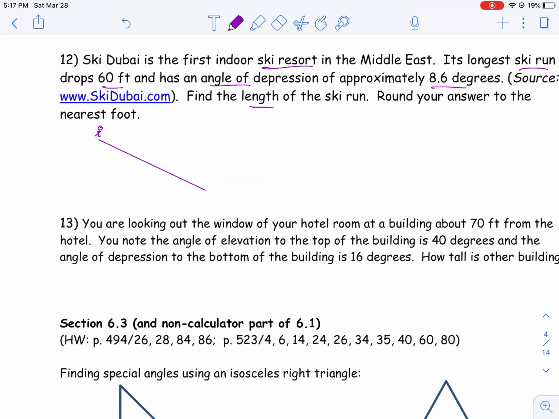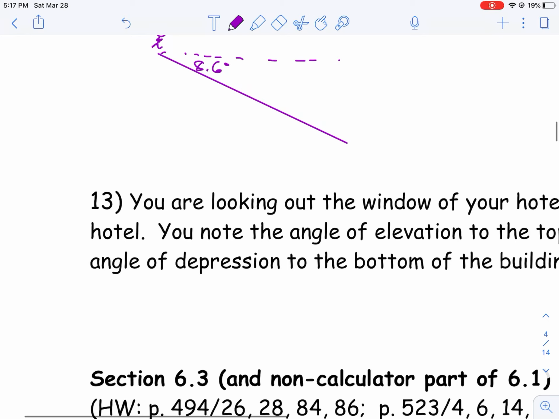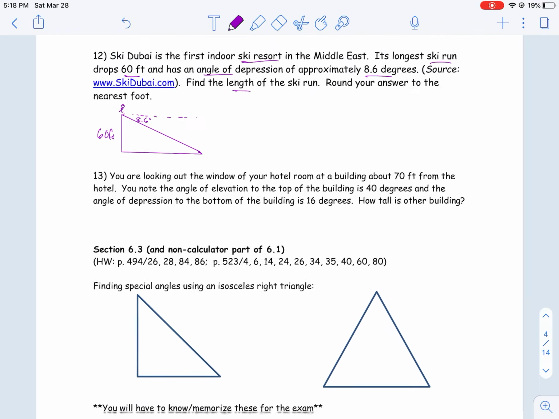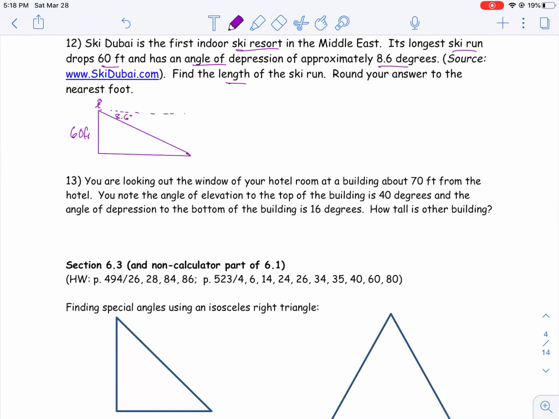Okay, and again, I'm going to shrink it up just to give us a little more room. It drops 60 feet and has an angle of depression of approximately 8.6 degrees. So the angle of depression here is 8.6 degrees. It drops 60 feet, and it asks us for the length of the ski run.